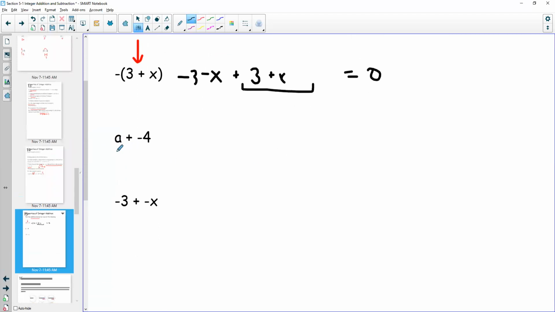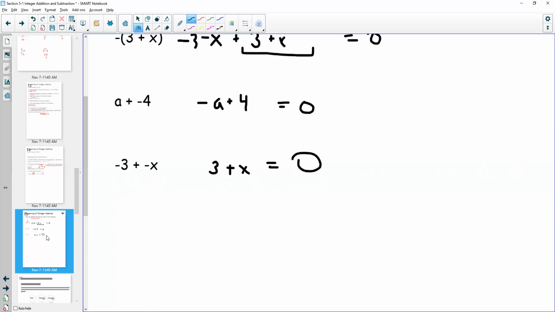The additive inverse here, well, the opposite of A is negative A. The opposite of negative 4 is positive 4. That additive inverse would give me a sum of 0. Same thing down here. Additive inverse would be the opposite sign plus the opposite sign. 3 plus x, it would give me a 0.